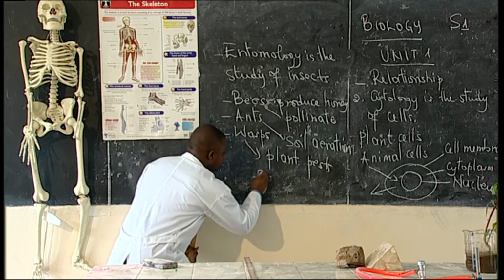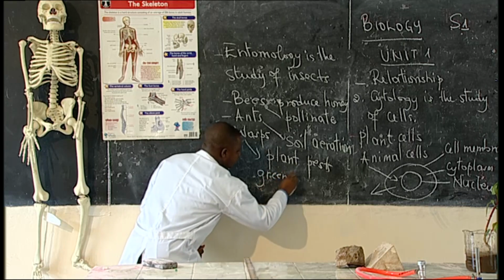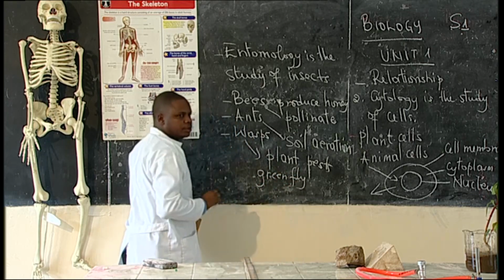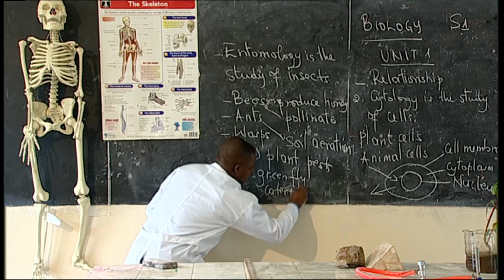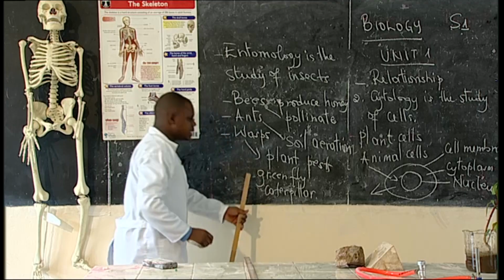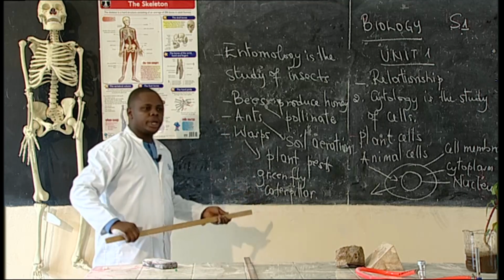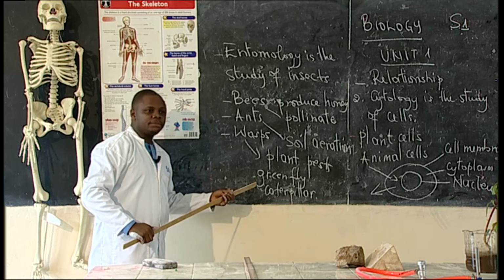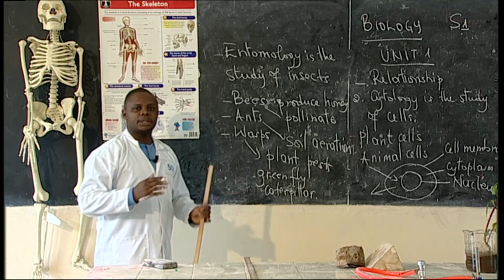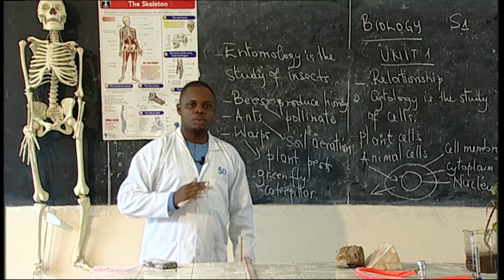Example, we can have green fly. We can also have caterpillar. These are examples of pests which destroy our plants. So wasps can eat them, and when they eat them, that means our plants grow well.